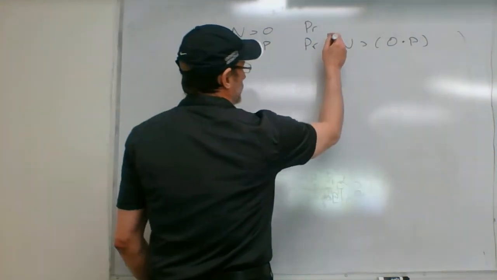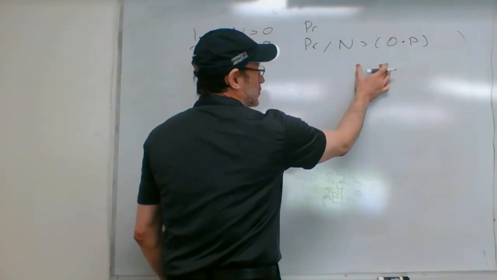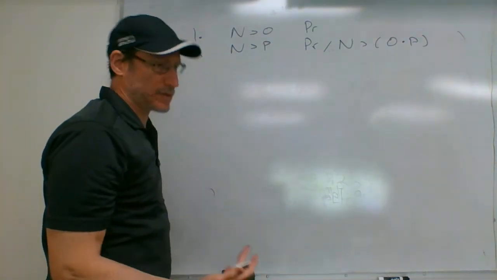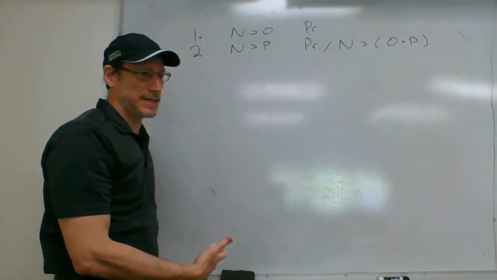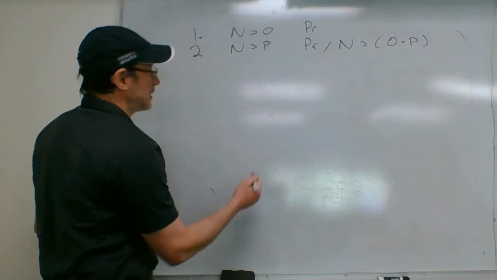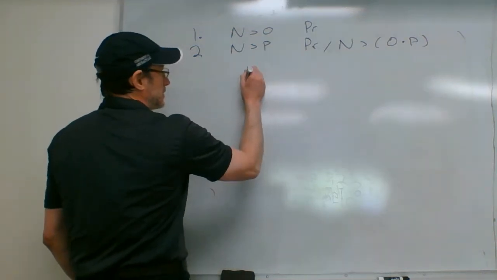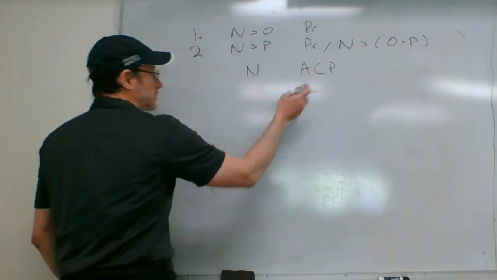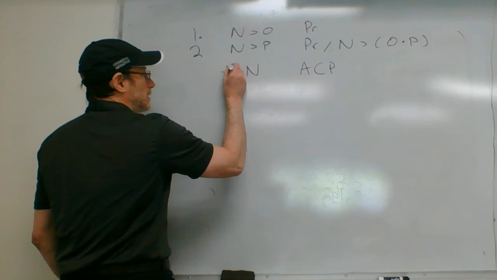I look at my conclusion, I see that it's a horseshoe. Right away, I think conditional proof. To use conditional proof, assume the antecedent, try to derive the consequent. What's the antecedent? It's N. So that would be a good first step. I'm going to assume N.